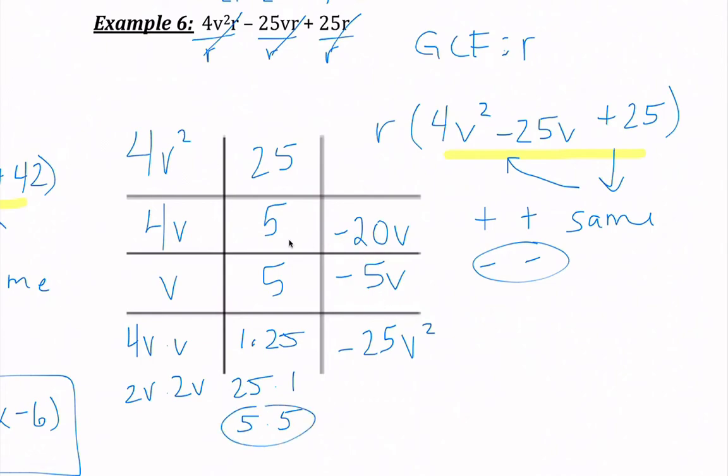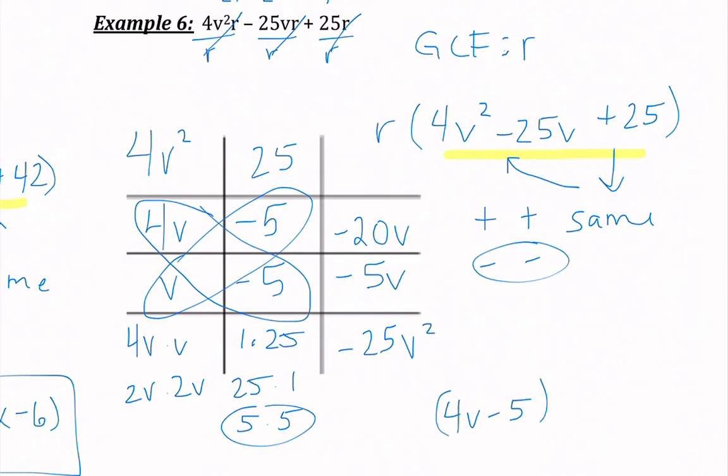Slide your signs over, so a negative slides over on top and on bottom, and we crisscross. So one of my factors is 4V minus 5. My other factor is V minus 5. And I'm not going to forget to lead with my greatest common factor, which was an R.